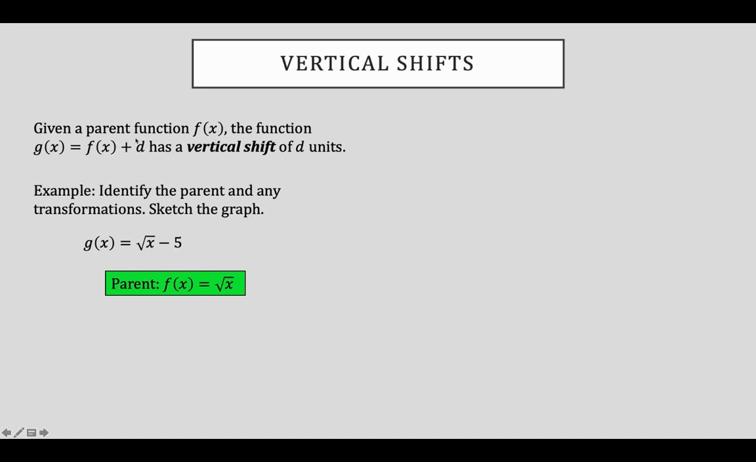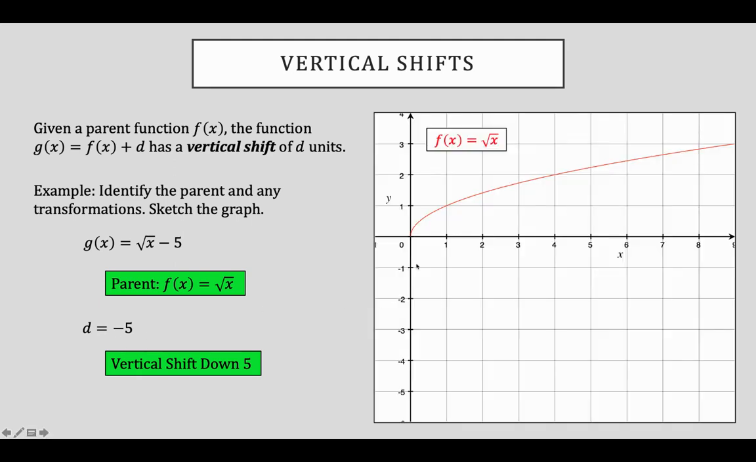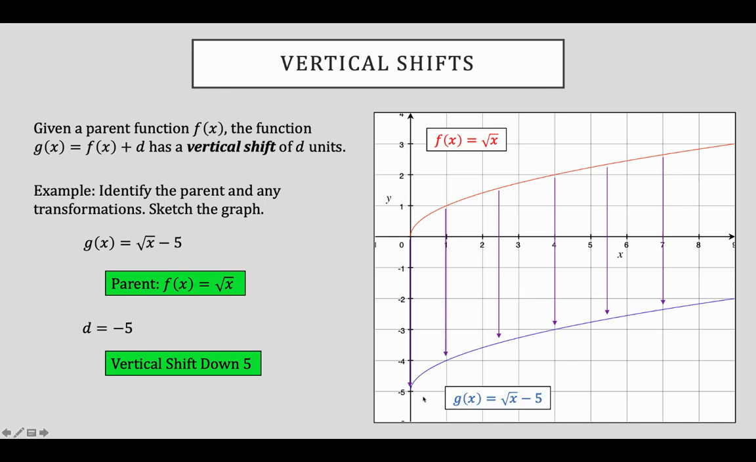What is our value of d? Well, if I am subtracting 5 outside of the parent function, that means this constant d is going to equal negative 5, and d controls our vertical shift. In this case, because d is negative, every single point is going to get shifted down 5 units. So here is the shape of our parent function, the graph of f of x equals the square root of x. And what is going to happen to every single point on this graph? It is going to get shifted down 5 units, giving us our function g of x.